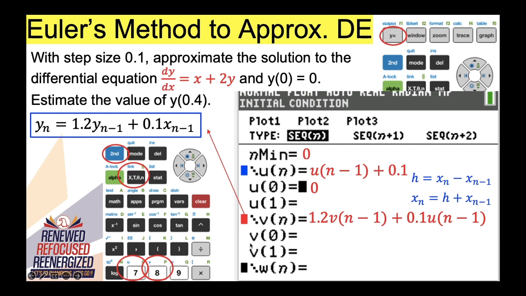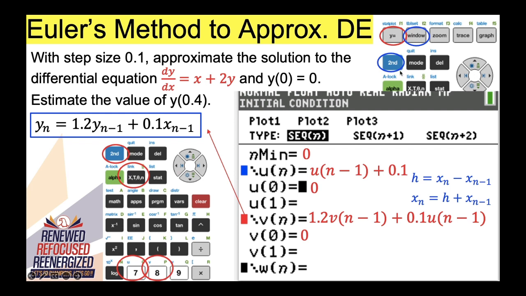All right? And then what is the value of v when your n is 0? Go back to the table. What is our y when n was 0? It was actually 0. Okay? Now, once you have put in all these values, just leave the others blank. And then what you're going to do next is to press second and then window, the table set.